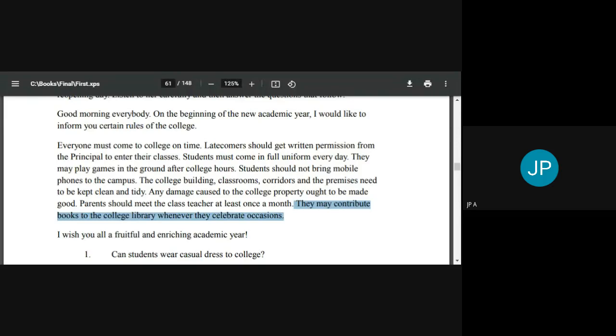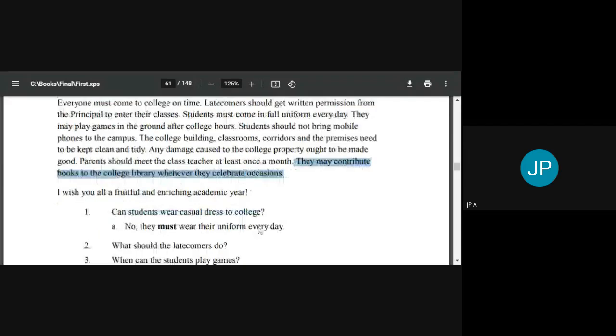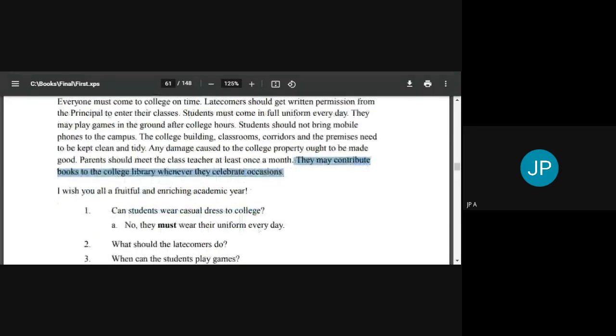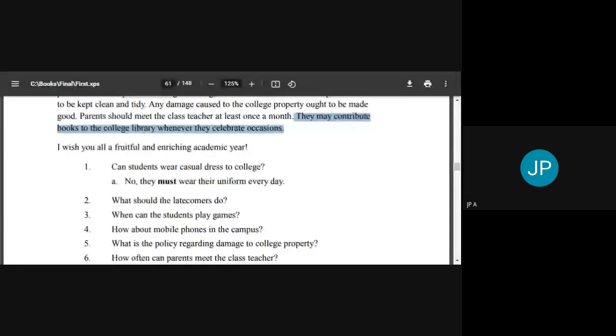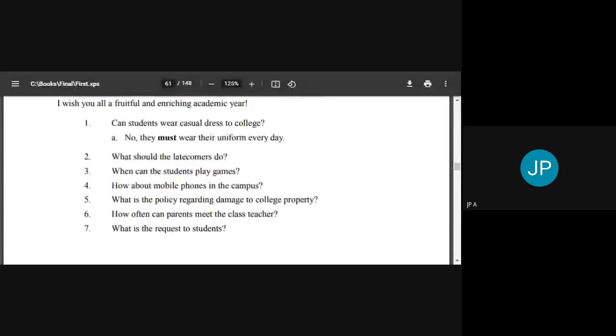She concludes by saying, "I wish you all a fruitful and enriching academic year." So there are some questions. When we answer questions, we use these obligatory words. So the first question: can students wear casual dress to college? The answer is already given there. It says no, they must wear their uniform every day. So must is a word of obligation. Instead of must, I can say have to. These are some words of obligation which we can use. They have to wear their uniform every day.